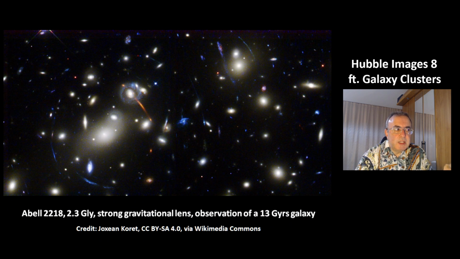This is Abell 2218, at a distance of 2.3 billion light years. It is a strong gravitational lens, and it allowed observation of a galaxy as it was 13 billion years ago.